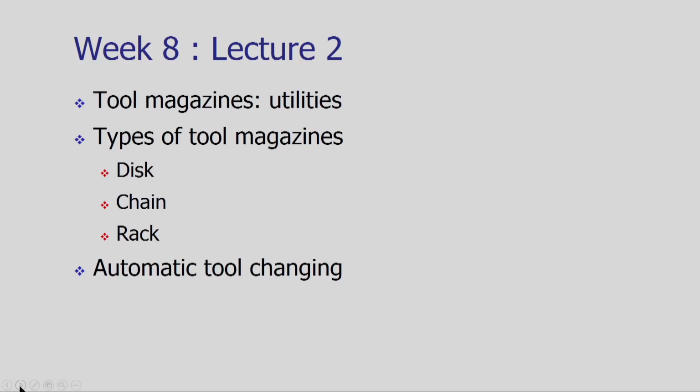There are various types of tool magazines used. These are disc type, chain type, and rack type. We will see the construction of these tool magazines, and at the end we will see how to change the tool automatically in CNC machine tools.